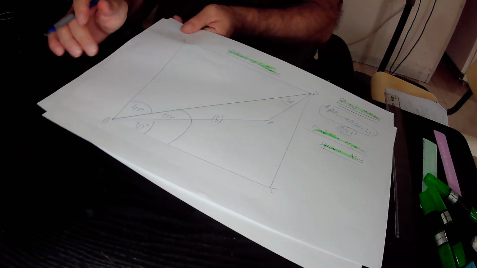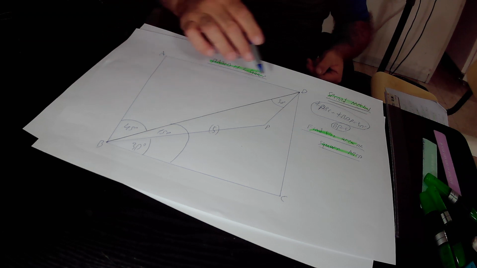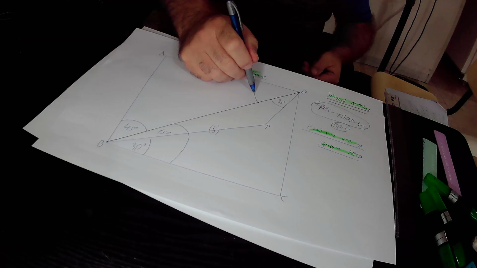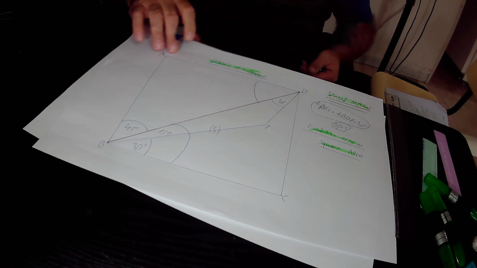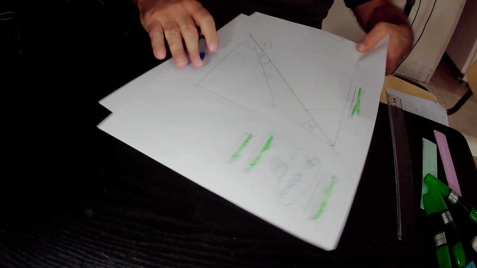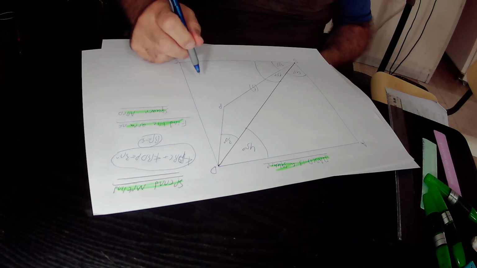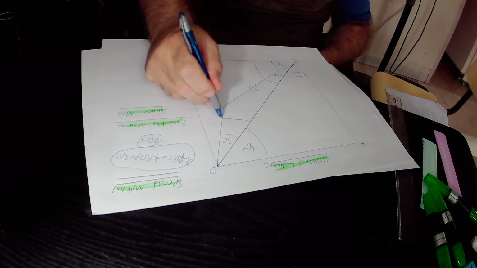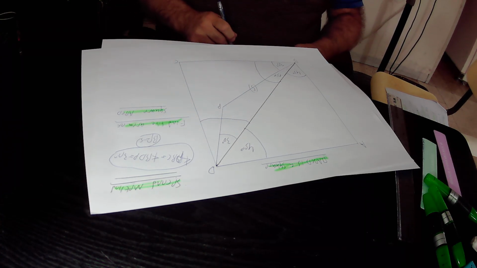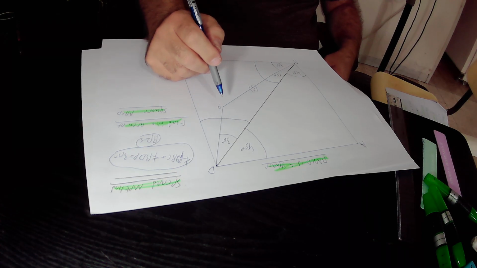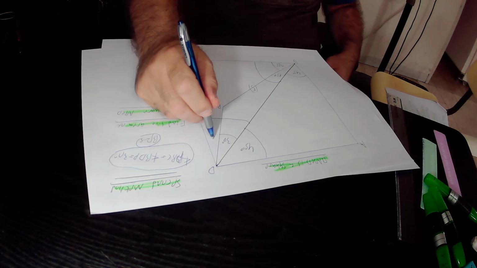Likewise, diagonal BD bisects angle ADC. This is the first half of angle ADC. This is equal to 45 degrees in size. This is the second half of angle ADC. That is also equal to 45 degrees in size. So 30 degrees plus the missing angle is 45 degrees. So the missing angle must be equal to 15 degrees in size.